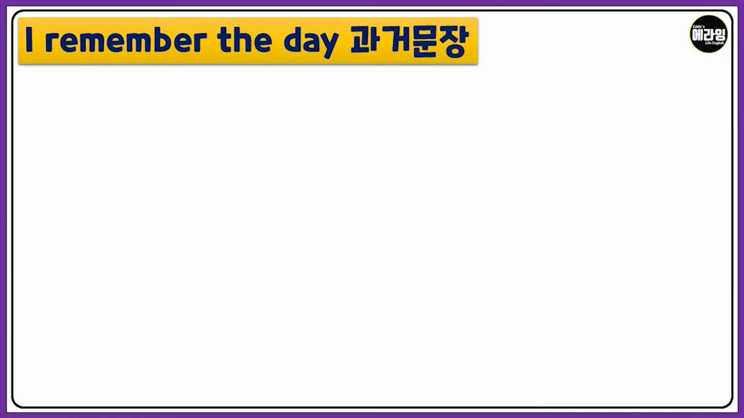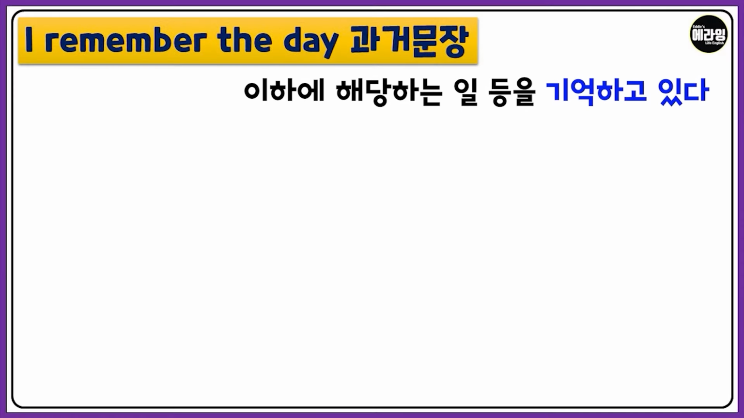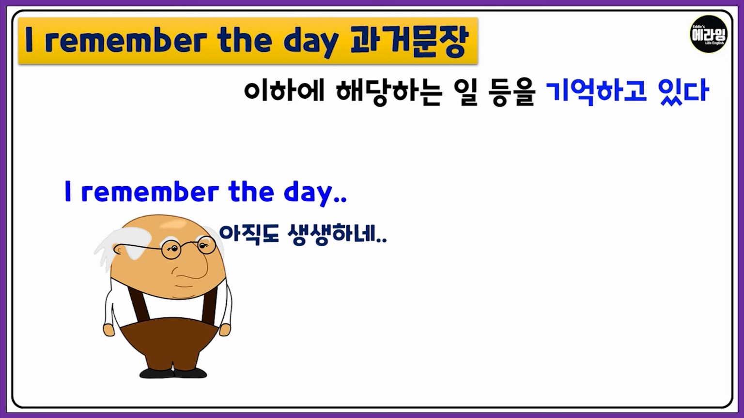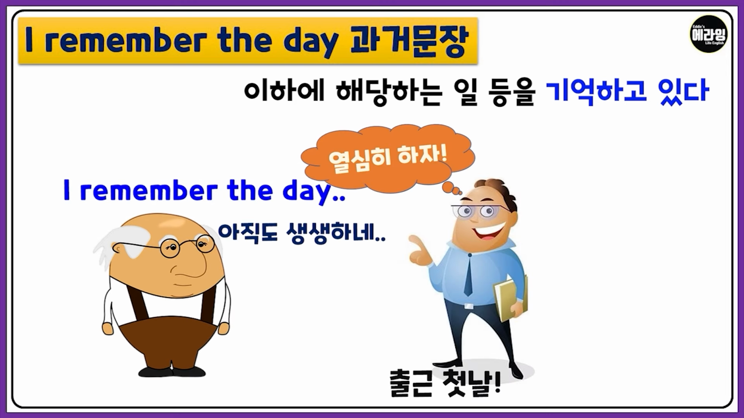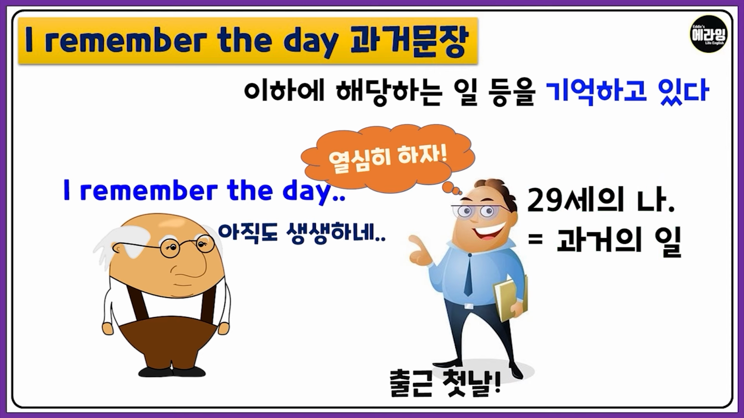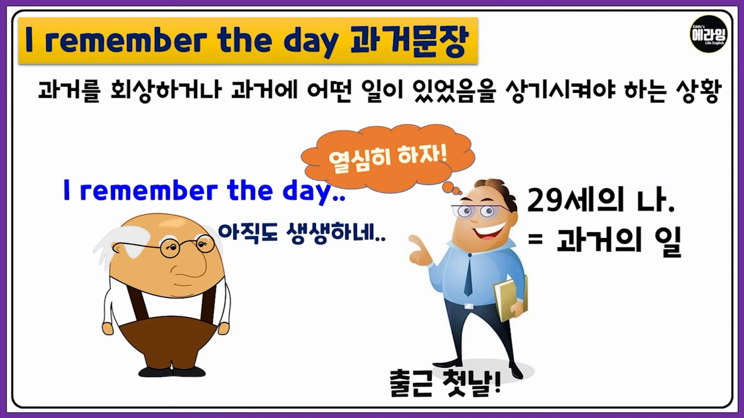I remember the day 이하는 이하에 해당하는 일 등을 기억하고 있다는 의미의 패턴입니다. 중요한 것은 the day, 특정한 날을 기억하는데 기억을 하려면 이미 사건이나 일이 벌어져야 했었기 때문에 과거 시제의 문장이 뒤에 오게 되는 것입니다. 과거를 회상하거나 과거에 어떤 일이 있었음을 상기시켜야 하는 상황에서 자주 등장하는 패턴입니다.